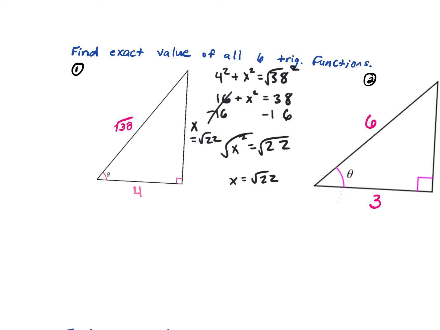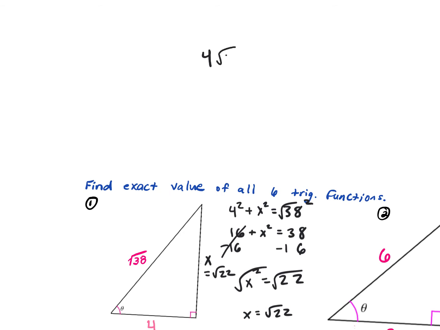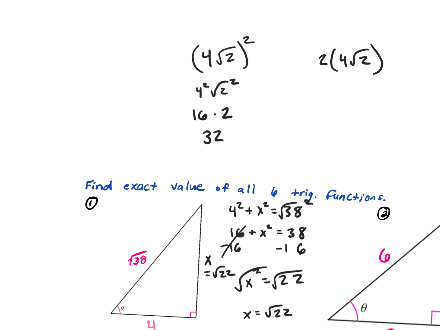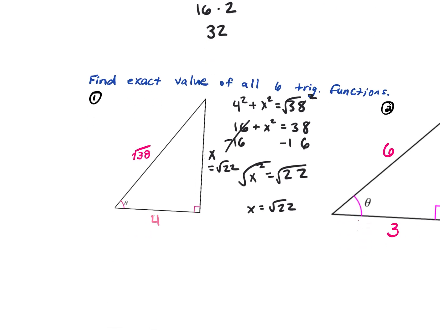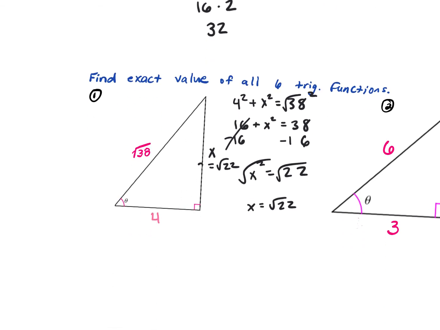How do you do that if there's a whole number before the radical? So let's say we had 4 square root 2 squared, just as an example. Square both the numbers in here. So it should be 4 squared and square root 2 squared. So 4 squared is 16, square root 2 squared is 2. 16 times 2 is 32. And then, just to multiply that times 2, you only do the whole number? Right. So if it was 4 square root 2 times 2, this would be 8 square root 2. Okay. So square root 22 is our opposite.